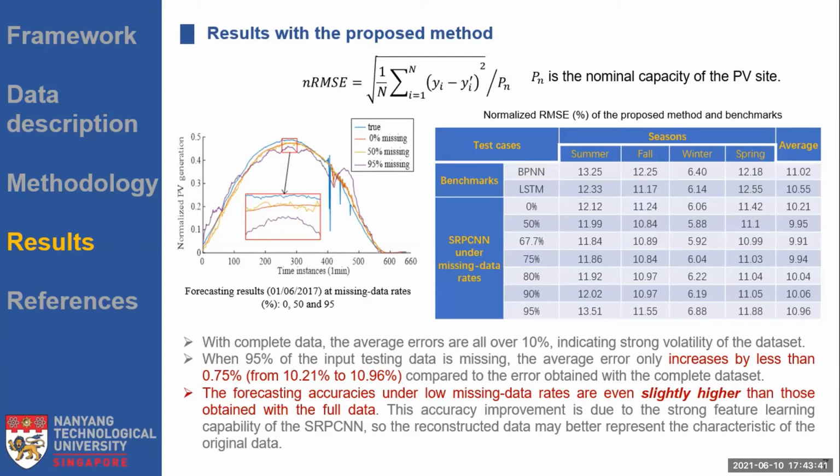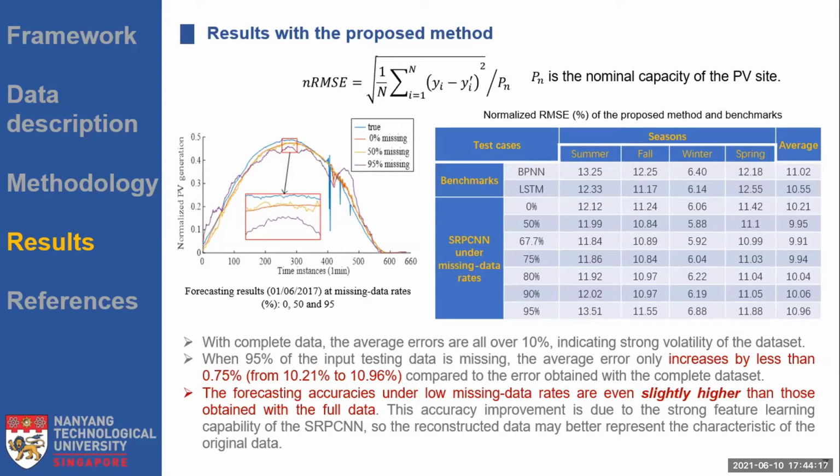This figure on the left shows the true and estimated data under different missing data rates. The right table summarizes the forecasting results. We also compare the backpropagation-based neural network and LSTM with the proposed SCN. Under different missing data rates, the results are all shown, and the average values of each season are also given.